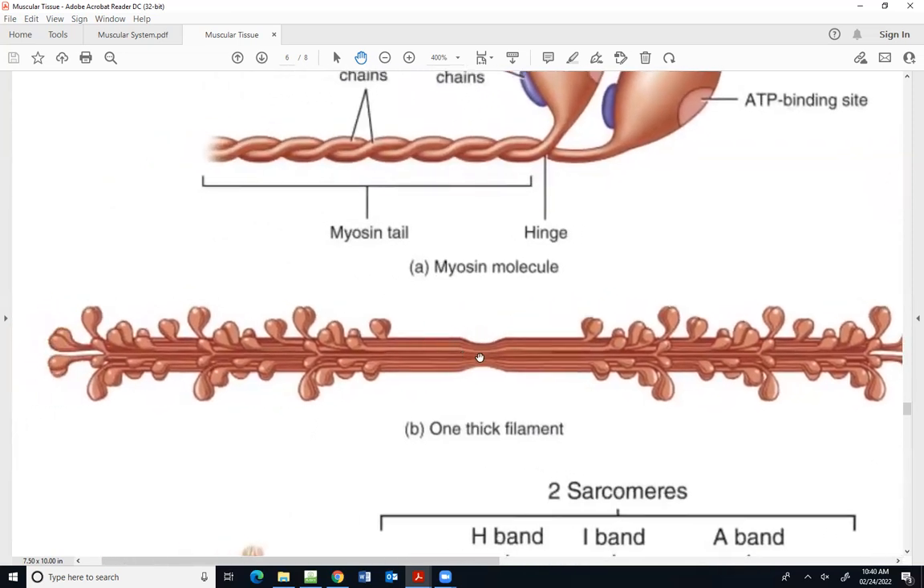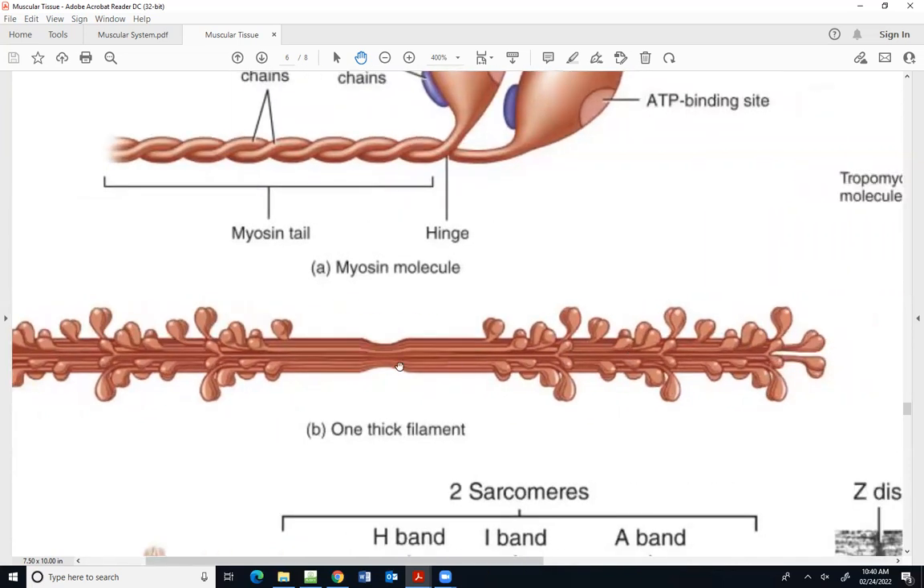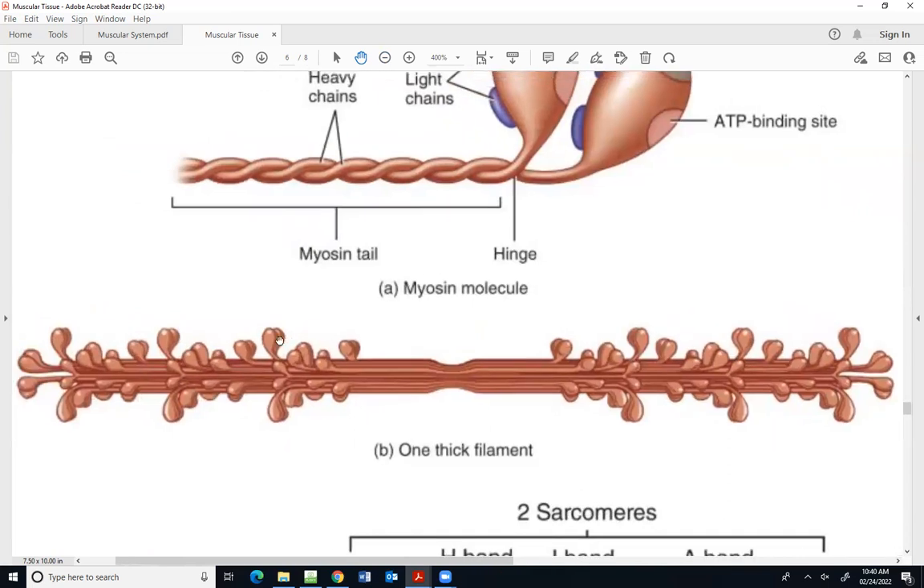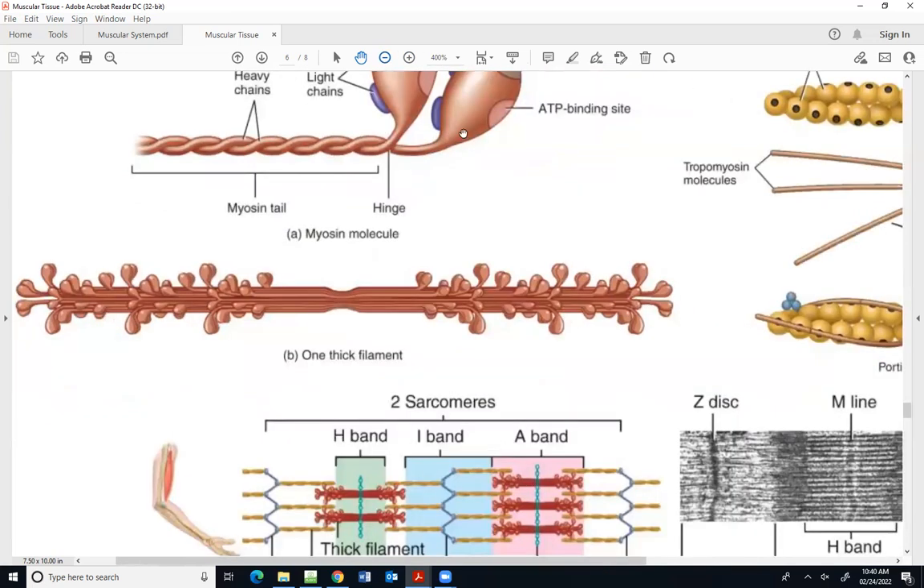Going in one direction from that M line to one side are myosin molecules, and then going in the other direction from this point to the other would be myosin molecules pointing towards that other Z disc. Now notice we can see the double heads to all those individual myosins, and what that is going to enable is for a three-dimensional thick filament to be formed.